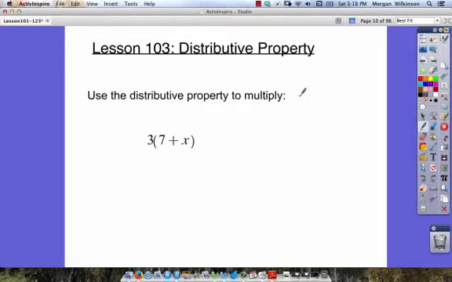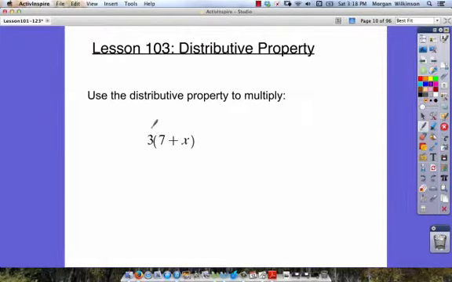Lesson number 103 is about the distributive property. And our first question says, use a distributive property to multiply. Now in this problem, we have 3 times 7 plus x. We have to use the distributive property because 7 plus x, we know we can't add those because they're like terms.